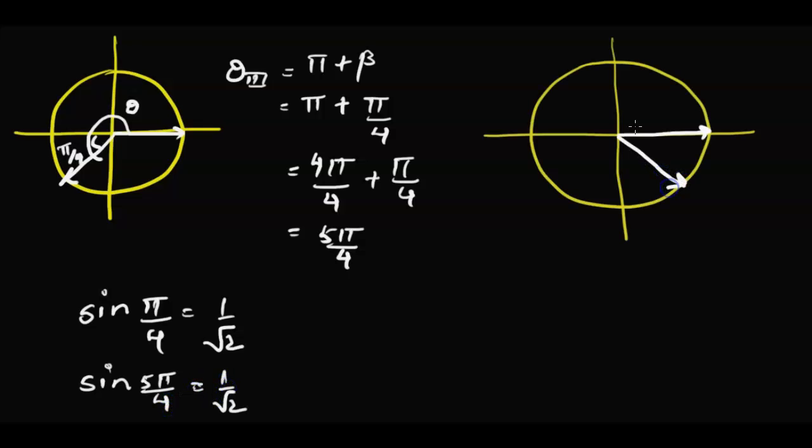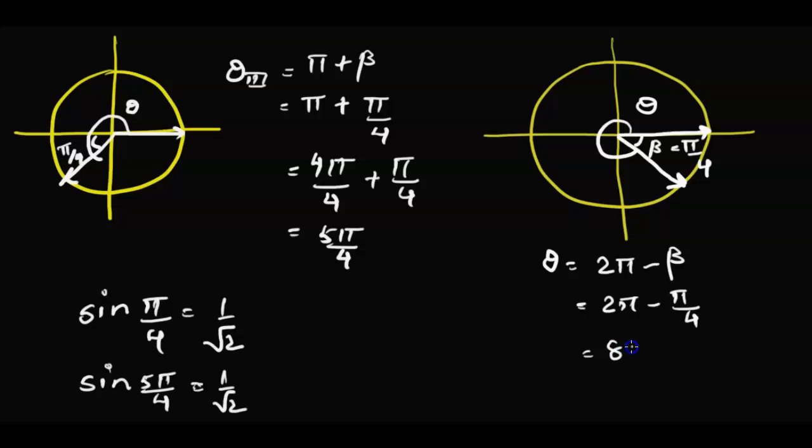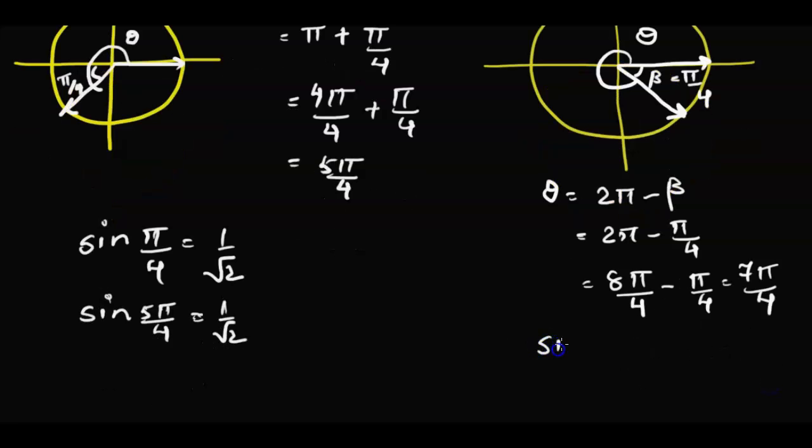Similarly, if now the terminal arm is in the fourth quadrant, then this is beta and this is theta. Then theta will be equal to 2 pi minus beta. Beta is pi by 4 because we have been working with pi by 4. Making the denominators common gives us 8 pi by 4 minus pi by 4, which is 7 pi by 4. From here we can conclude that sine pi by 4 is 1 by root 2 and sine 7 pi by 4 is also 1 by root 2.